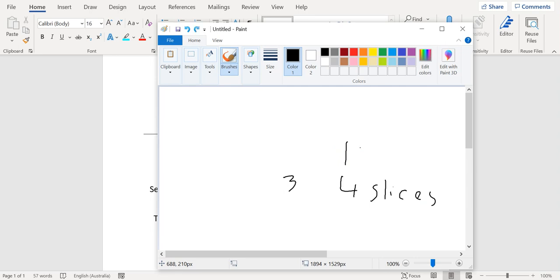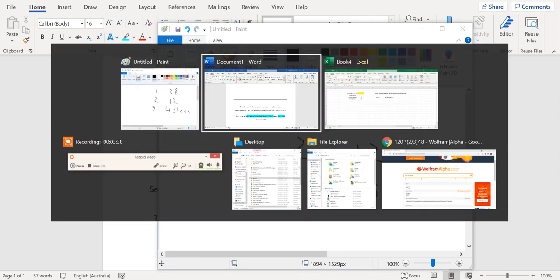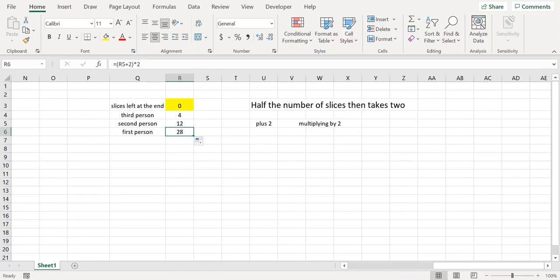Actually, sorry, slightly wrong way around. Have to add 2, which makes 6, double that makes 12, the second person. And then add 2 again to make 14, double that, 28. Is what we started off with, which again confirms what we've gotten.